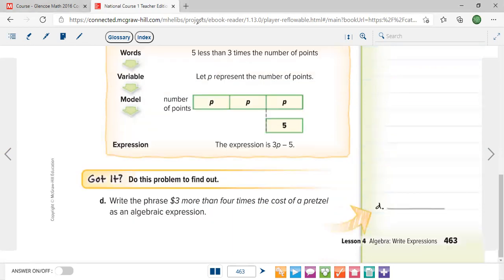Now, look at this problem. Problem D. Write the phrase 3 more than 4 times the cost of pretzel as an algebraic expression. We don't know the cost of the pretzel, so let's say the cost is C. Now, 4 times means multiply. More than means plus. So this will be 4C plus 3. And of course, with plus, you can switch: whether you write 4c plus 3 or 3 plus 4c is the same, because with plus it doesn't make any difference.